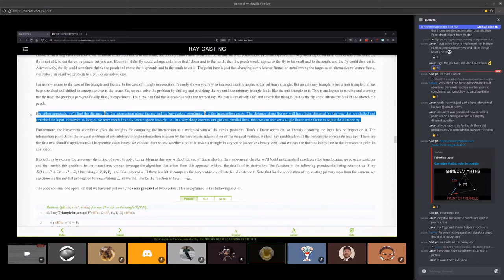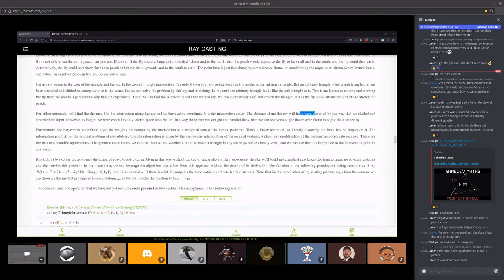This is an important note. We can distort space as much as we want, but we have to do it linearly, otherwise the coordinates won't line up anymore. Yeah, it preserves straight and parallel lines. If you don't do that, then your barycentrics will look wrong, or your texture mapping would look wrong because your barycentric coordinates look wrong.